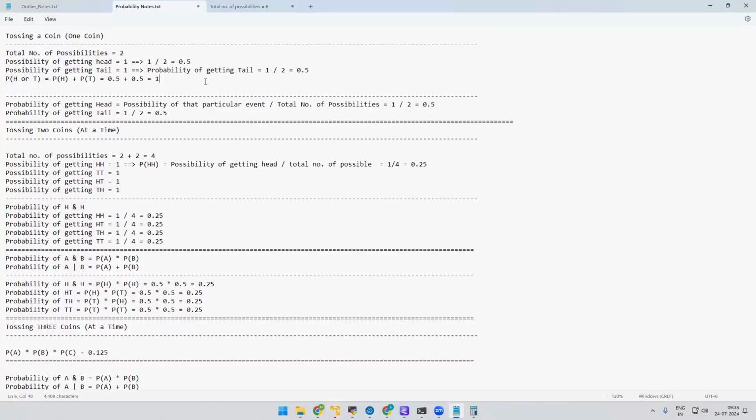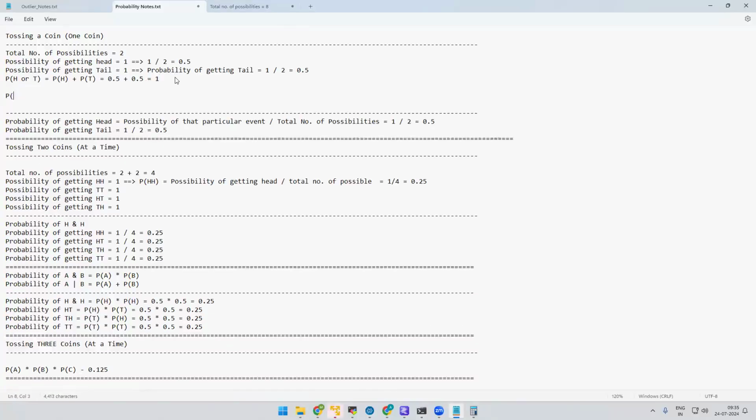Okay. So 0.5 plus 0.5 is 1, right? So what does H or T mean? It means the total probability, isn't it? Total probability obviously is going to be 1. So when you toss a coin, obviously you get either head or tail. So there is a 100% chance you may get head or tail. That's what this means.